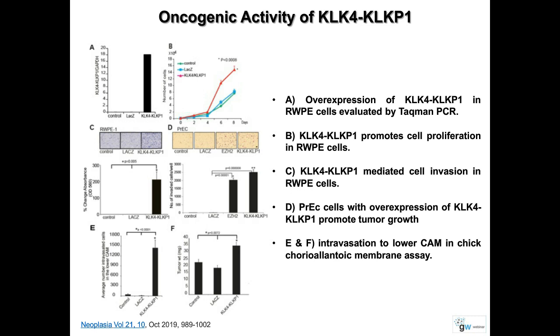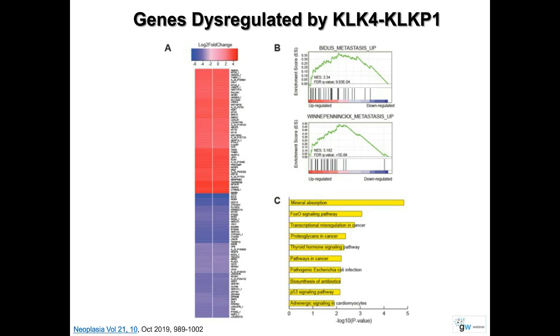And we looked at the gene expression analysis of the RNA isolated from the cells transfected with this fusion. We found differential expression of the genes associated with cancer metastasis, which shows the importance of this fusion gene in developing prostate cancer metastasis.